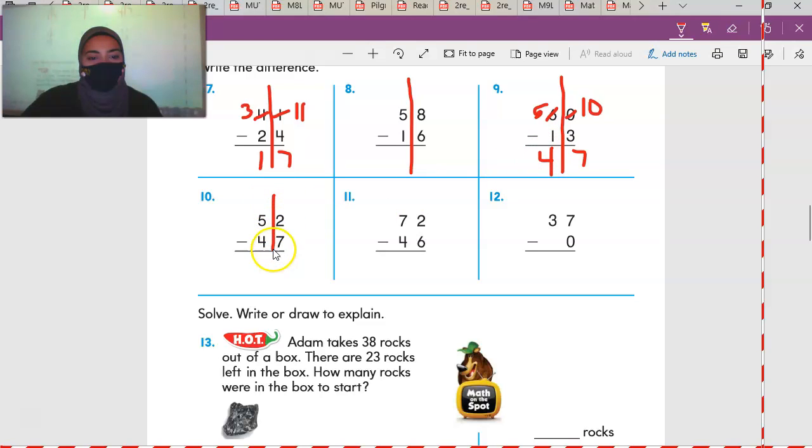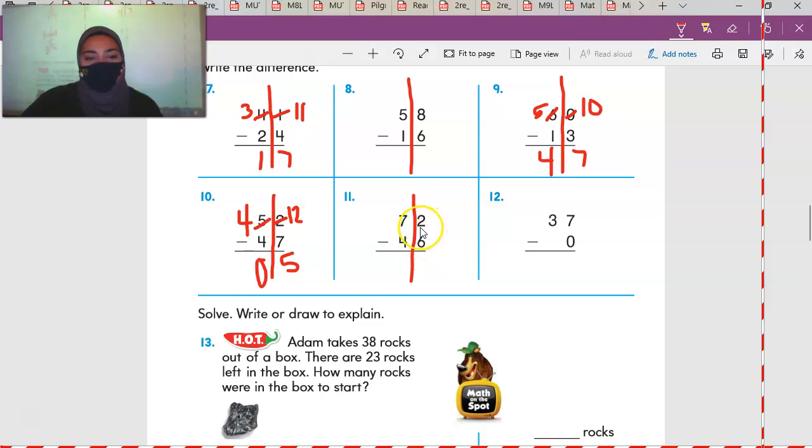Number 10. Do I need to regroup? Yes. 2 becomes a? 12. And 5 becomes a? 4. And 12 take away 7 is? And 4 take away 4 is? Easy, schmeezy, lemon squeezy.